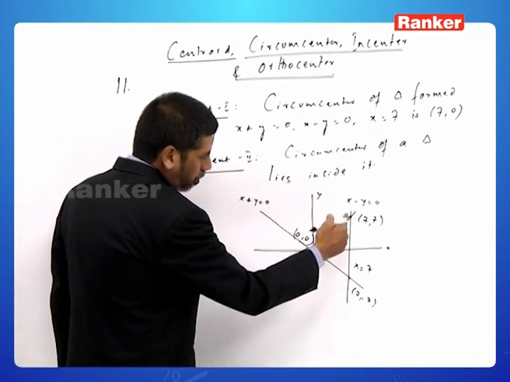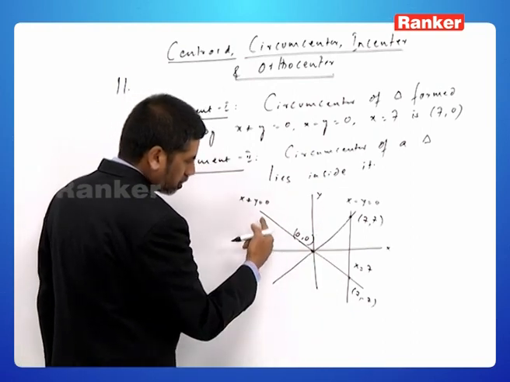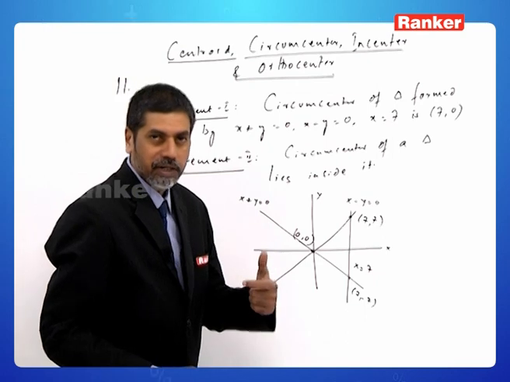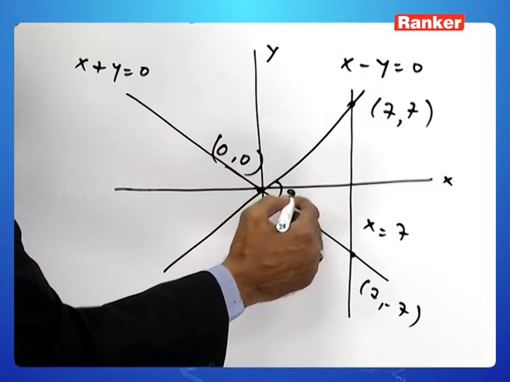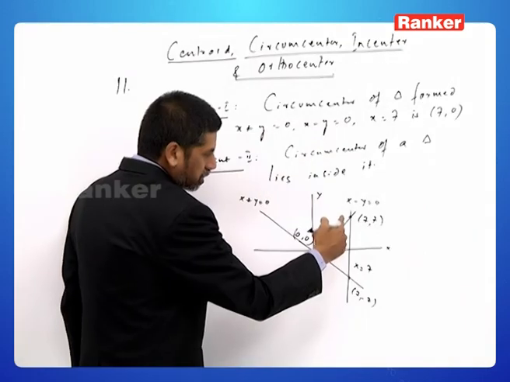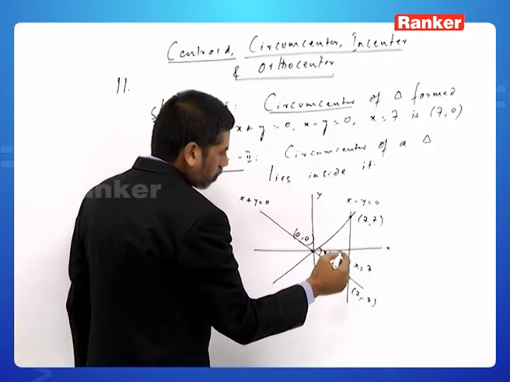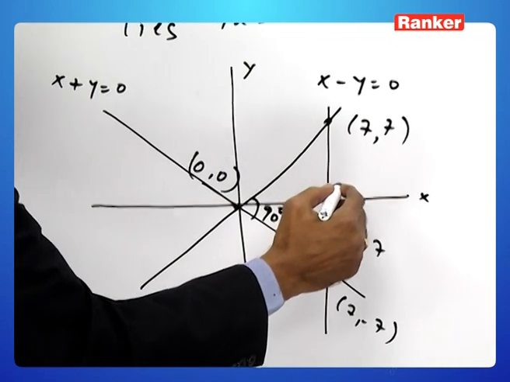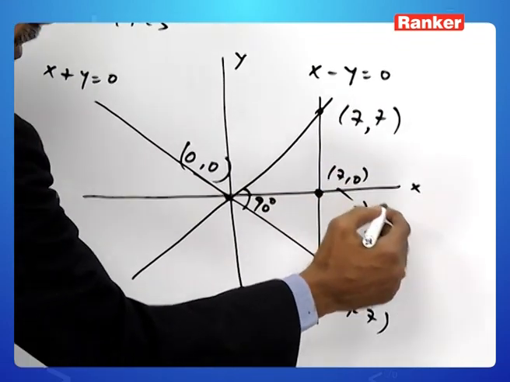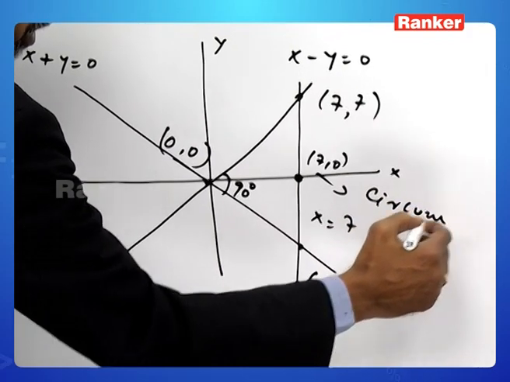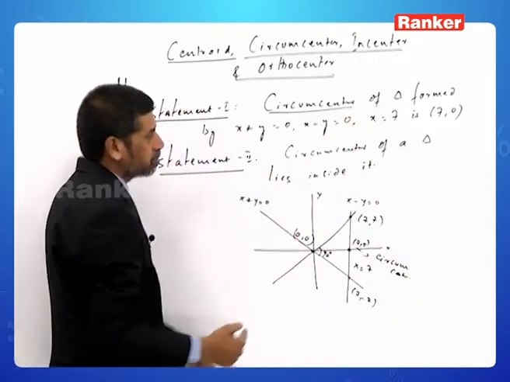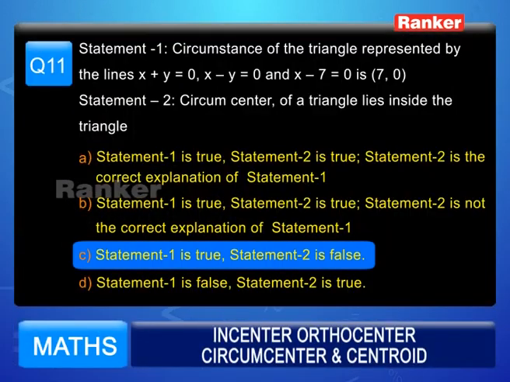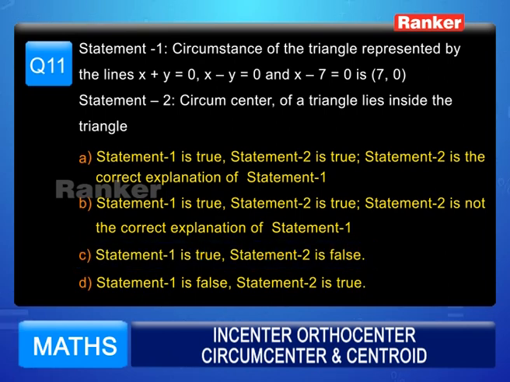And you know the slope of x minus y is equal to 0 is 1 and the slope of x plus y is equal to 0 is minus 1. So it satisfies the m1 into m2 is equal to minus 1 criteria. So there is a right angle here. Because there is a right angle here, the circumcenter is located at the midpoint of the hypotenuse. So this is the hypotenuse and this happens to be the midpoint. So (7, 0) should be the location of the circumcenter. So whatever is given in statement 1 is absolutely right. So statement 1 is true, statement 2 is false. Therefore, the answer to this problem will be C.